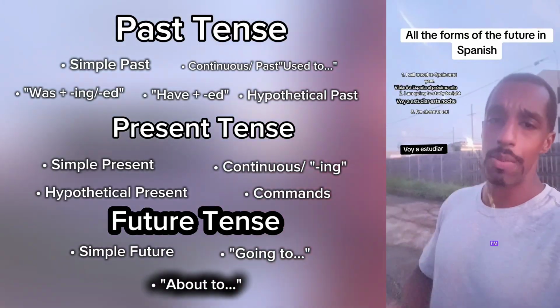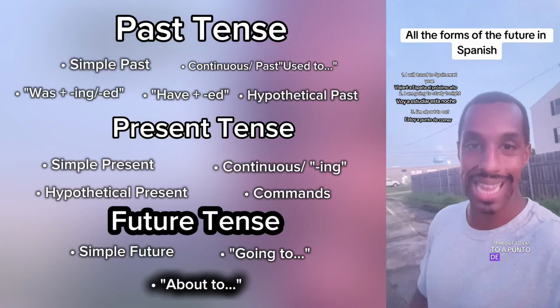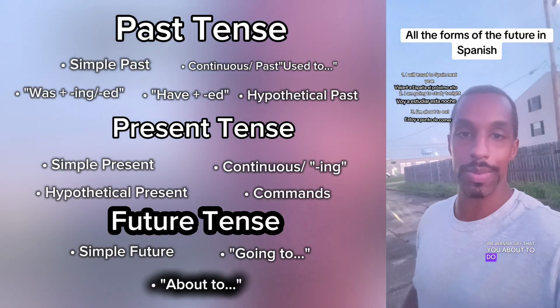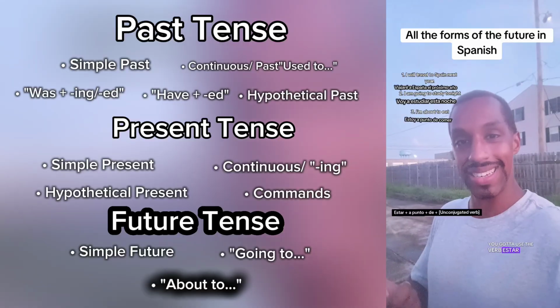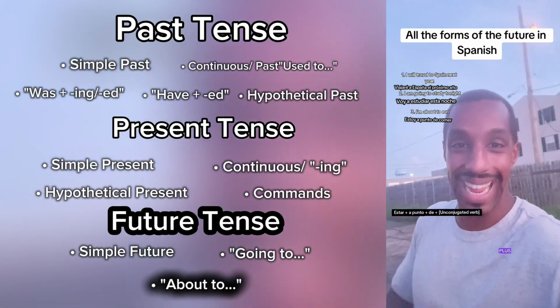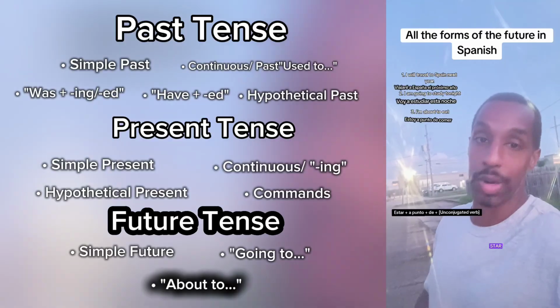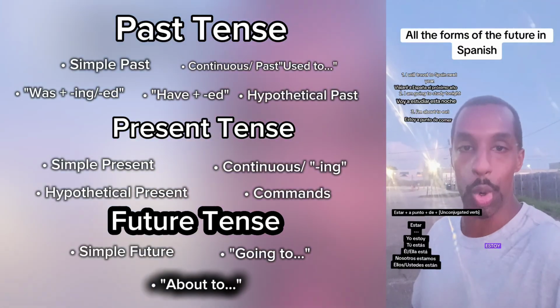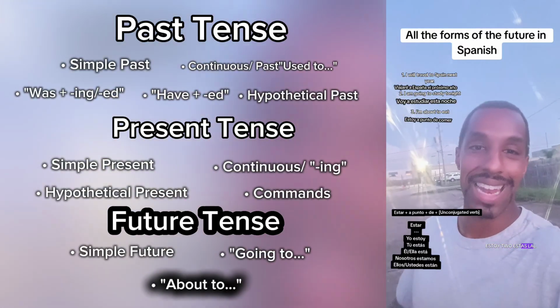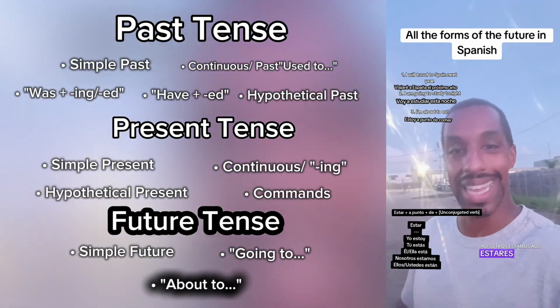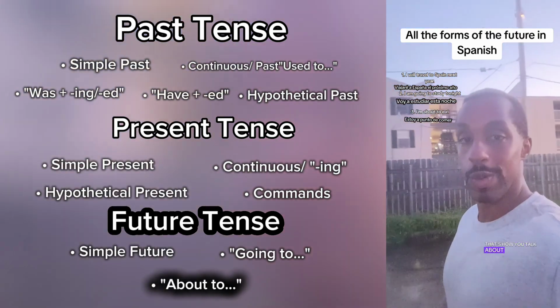Last sentence, I'm about to eat. Estoy a punto de comer. We're going to focus on that whole sentence. When you want to say that you're about to do something, you've got to use the verb estar plus a punto plus de and the unconjugated verb, whatever verb you use. Let me show you how to conjugate estar, or the verb to be. Yo estoy, tú estás, él, ella, usted está, nosotros estamos, ellos, ustedes están. And yeah, that's how you talk about the future in Spanish.